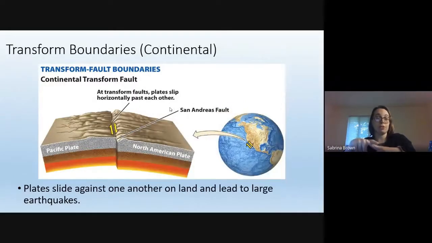And then our transform boundaries are when we have two plates sliding against each other. And because there's a lot of friction associated with plates moving past each other, you can get large earthquakes. And a really great example of a transform fault boundary is the San Andreas Fault in California, where the Pacific plate and the North American plate are moving past each other. And the important thing to know about transform boundaries is that continental lithosphere is neither created nor destroyed. It just is sliding past each other.